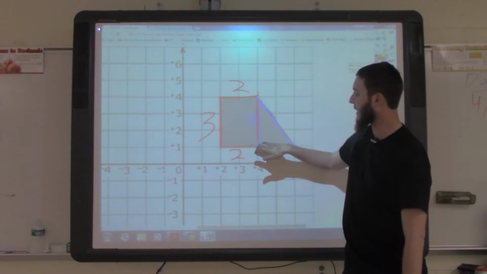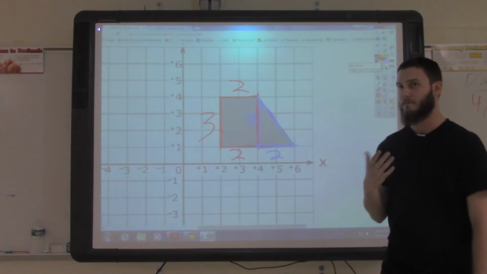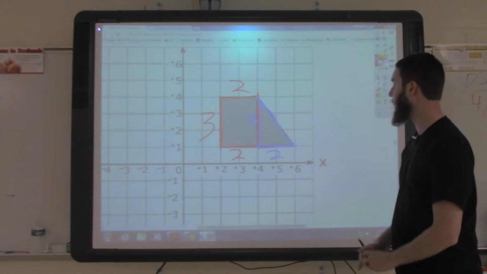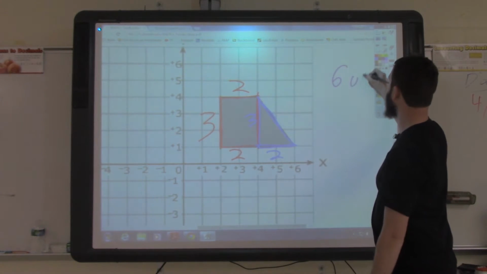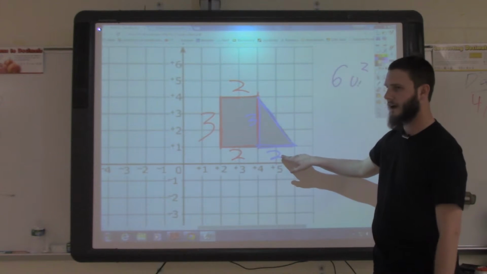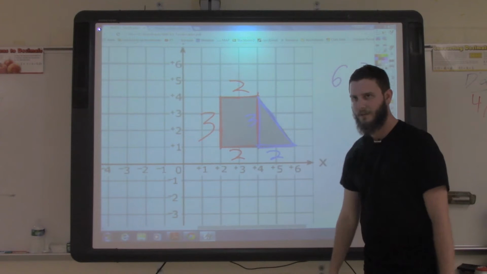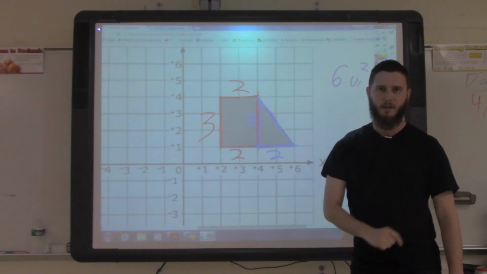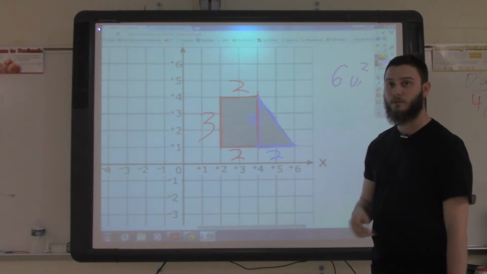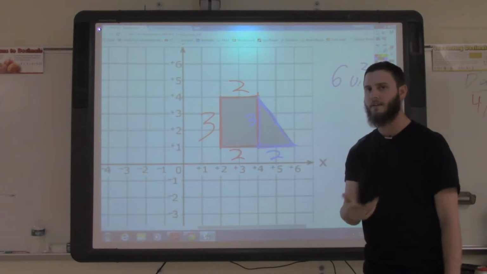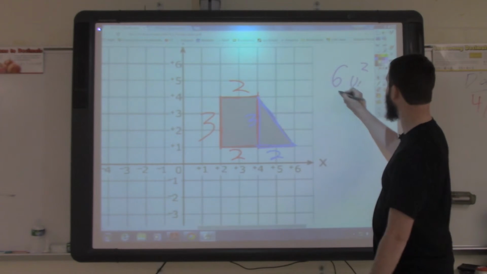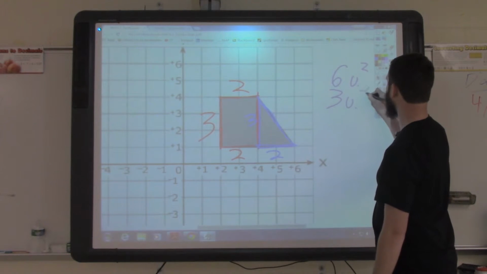The rectangle has a base of 2 and a height of 3. Parallelogram's area is found by using base times height. 2 times 3 gives me an area of 6 units squared. Next, we take the base of my triangle and the height of my triangle, and we multiply it, 2 by 3. That gives us 6 as well. Once we've got that, we need to divide by 2 because we're dealing with a triangle. The area of a triangle is base times height divided by 2. So we take 6 divided by 2, giving us 3 units squared.